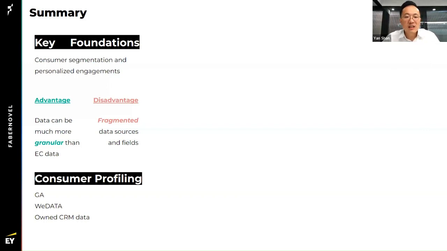So these are the disadvantages, which lead to the conclusion that now more and more brands are putting a lot of resources into CDP and CRM to try to consolidate all the data.